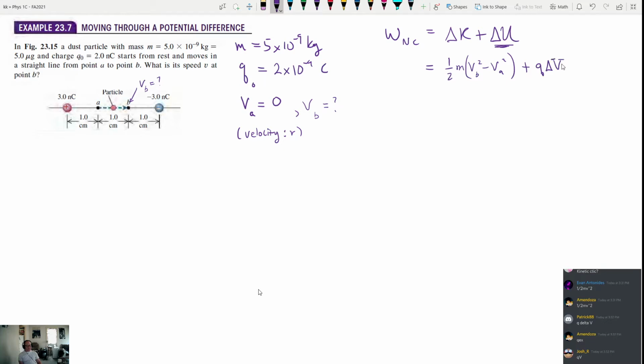And then if you could do me a favor and put little lines above here to indicate that it's voltage and not velocity, it's kind of confusing, right? Because you have delta V squared and delta V. Put capital V, put little lines up here.